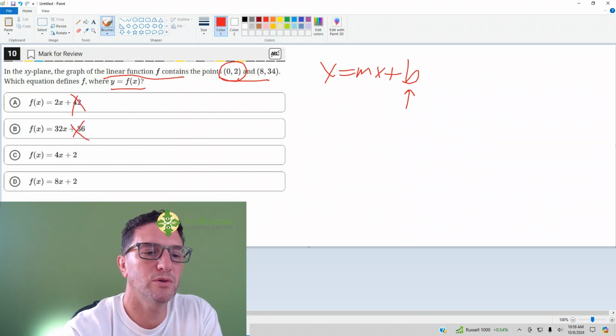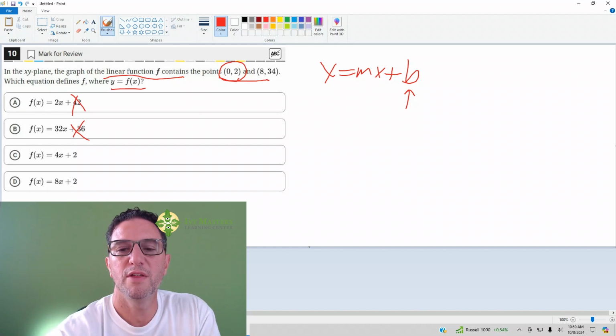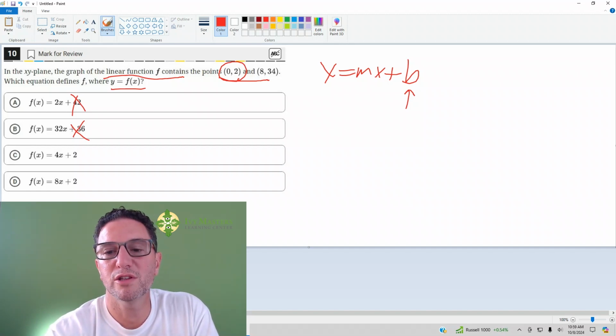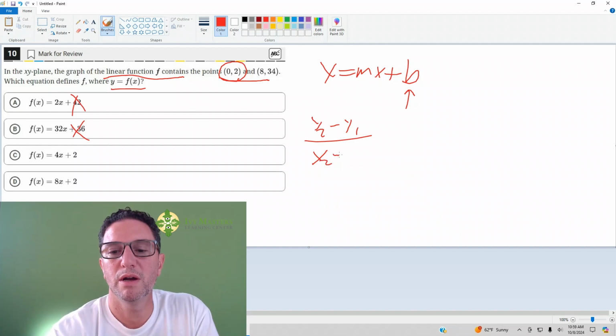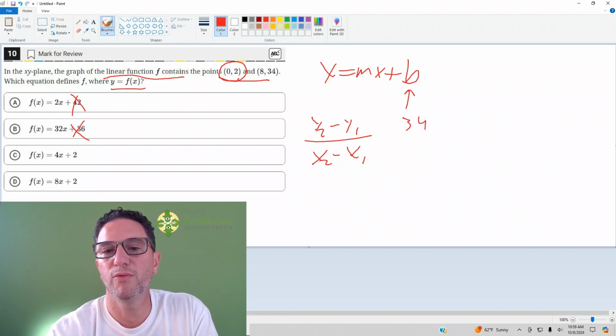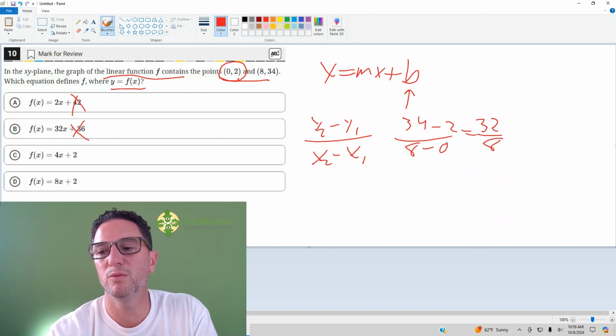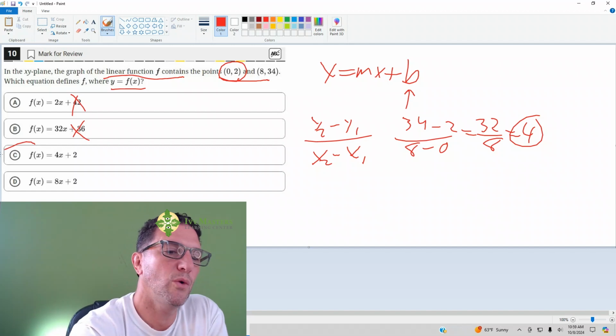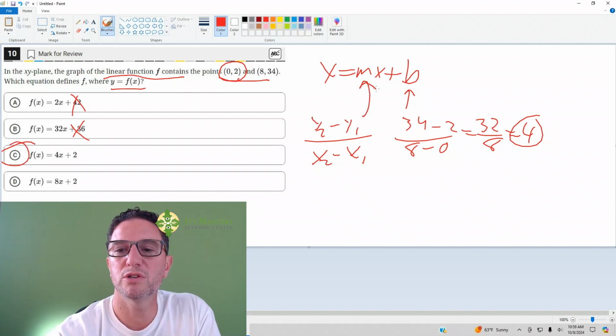So 42 and 36 are gone. It's got to be C or D. And then if you know that finding the slope is y2 minus y1 over x2 minus x1, it's going to be 34 minus 2 over 8 minus 0, and you get 32 over 8, which is going to reduce to 4. So your m, which is your slope, has got to be 4.